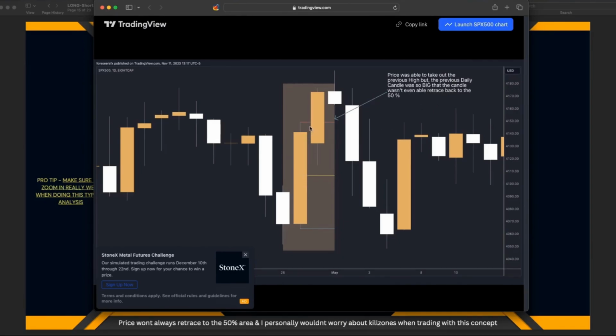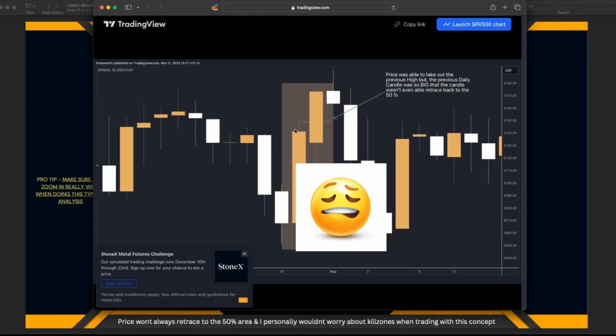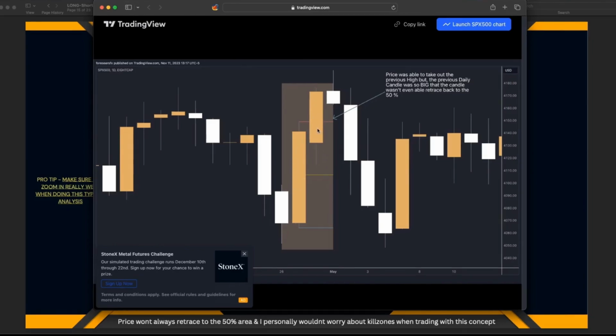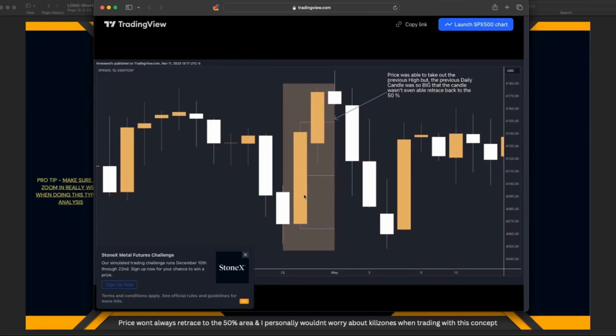Now, as you can see, the previous daily candle was so big, this candle right here, that the next trading session, which is this candle that I'm referring to, didn't even reach the 50% area, which is why I say I don't even worry about it. So I know some people are going to try to wait for the next day or the next trading session to expect the price to retrace somewhere around here in the middle, but sometimes it doesn't.